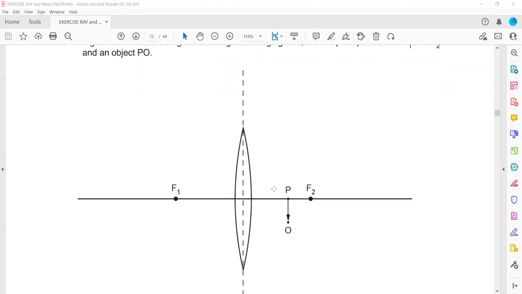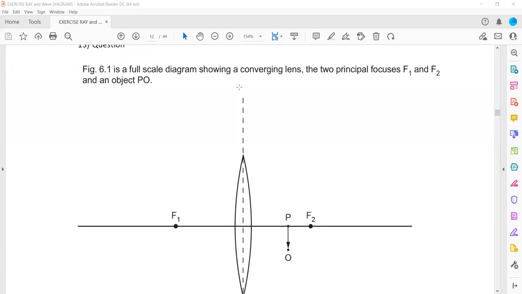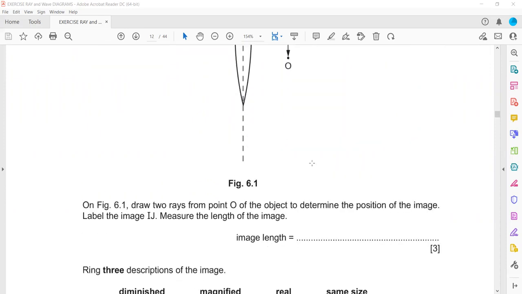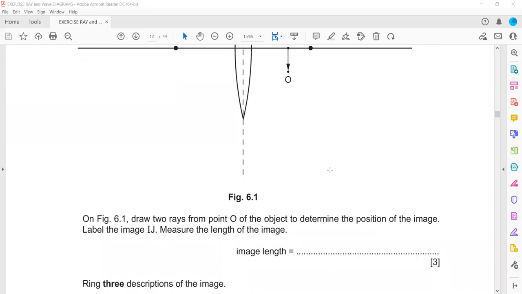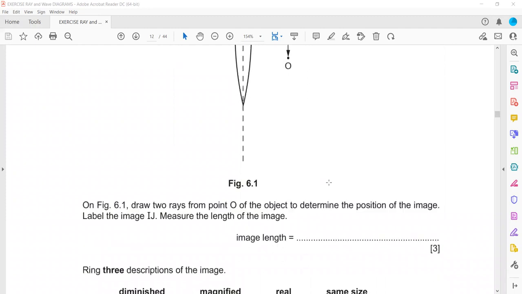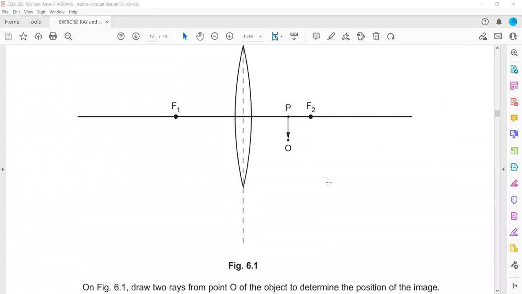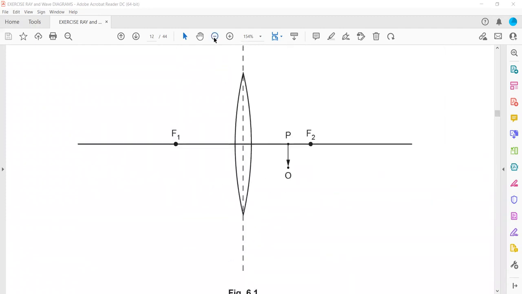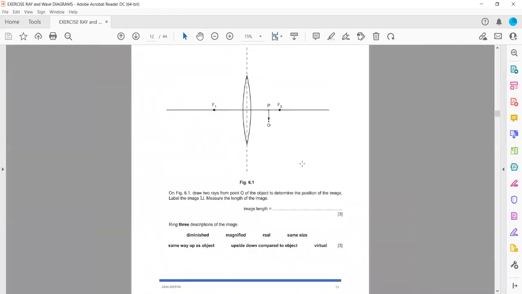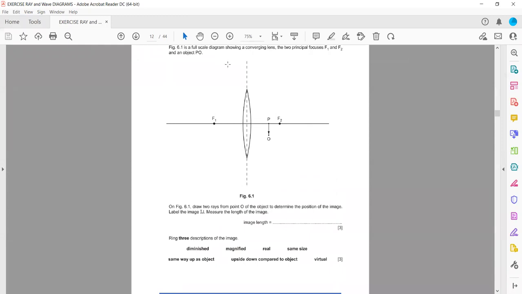Then an object is shown. Figure 6.1 shows a full-scale diagram of a converging lens. Two principal focuses, f1 and f2, and the object is there. On figure 6.1, draw two rays from the object, determine the position of the image, label that as I, and measure the length of the image. So first, what happened? The parallel light ray. Remember, whenever the object is between the focus and the lens, the image will always be virtual.